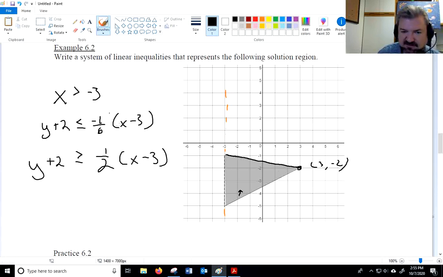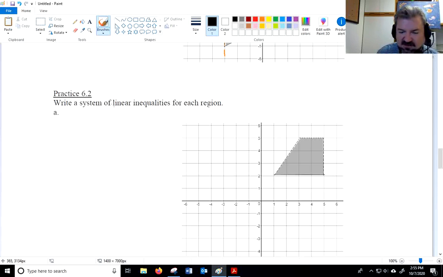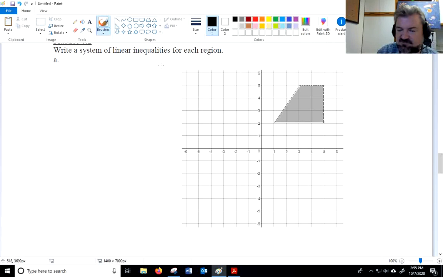That's nothing, I don't have to color or anything like that. So hopefully you won't find it too bad either. And give it a shot. Write a system of linear inequalities to represent this solution region, please.